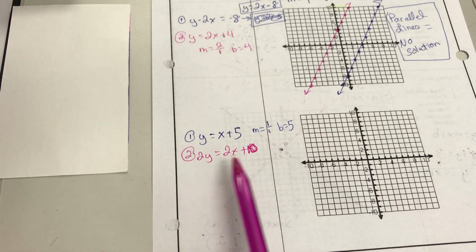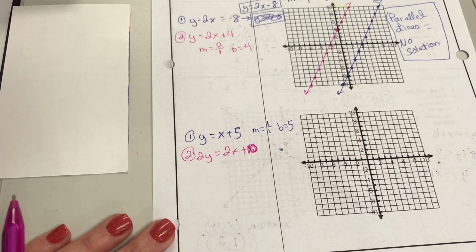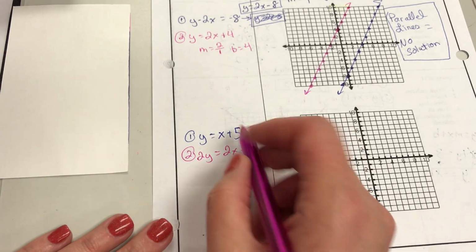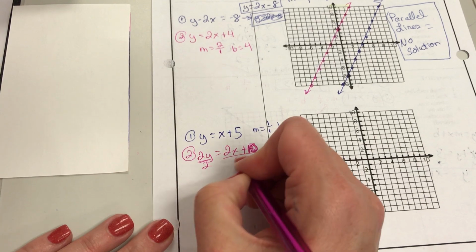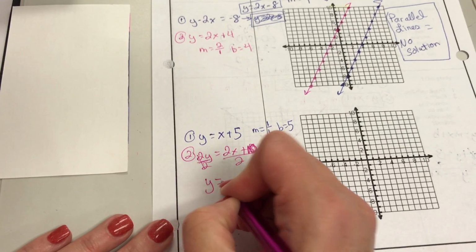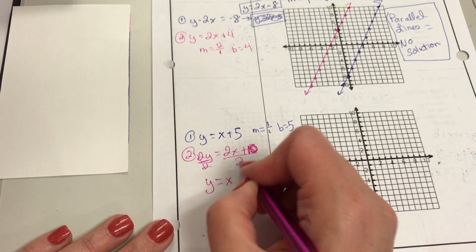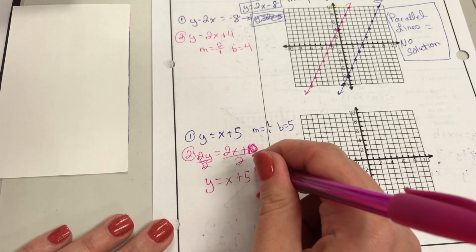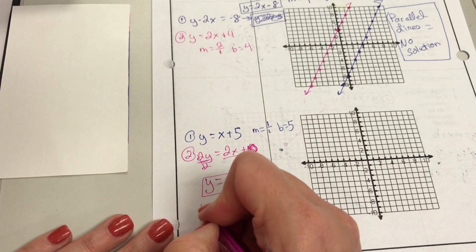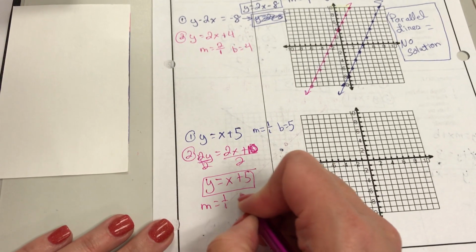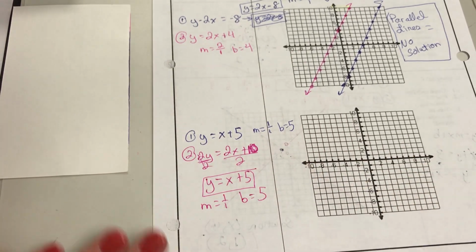Now, what is this one? So now we have to solve for y. Okay, so this is not in y equals mx plus b. So to solve for y, you have to divide by 2, divide by 2. Y equals x. 2 divided by 2 is just x. 10 divided by 2 is a positive 5. Okay, so your m is 1/1 and your b is 5.